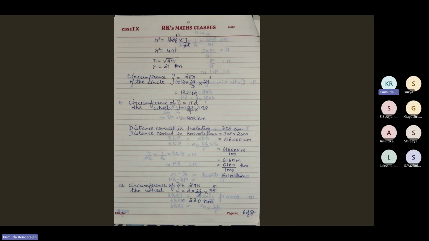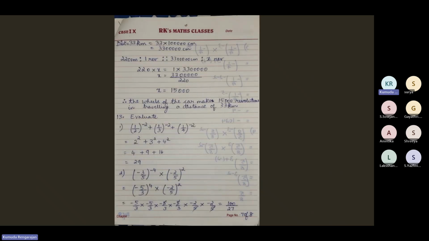So the circumference of the wheel is 220 centimeters, and that is the distance covered by the wheel in making one revolution or one rotation. In one complete turn, the wheel will cover 220 centimeters. You should not find area, find the circumference. So this is the distance covered in one rotation. What is the distance given? 33 kilometers. I said convert that to centimeters.